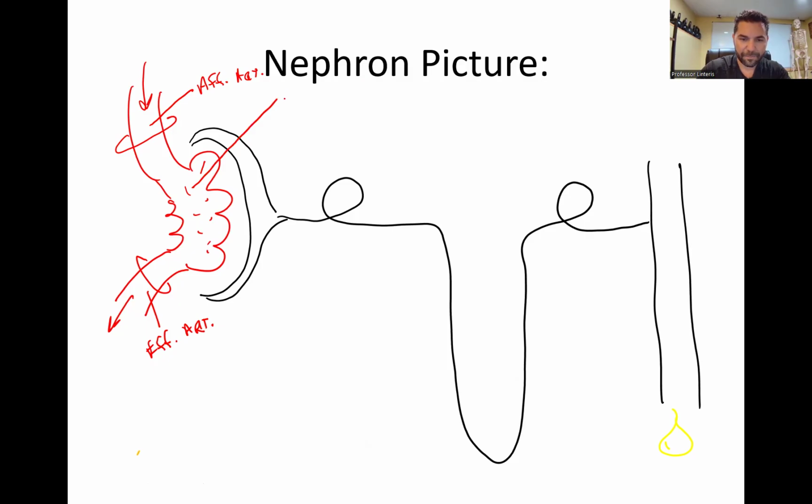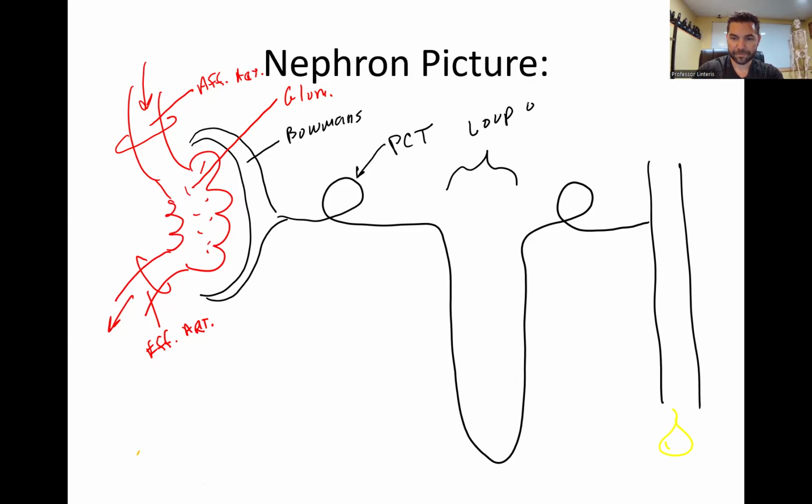In between there, we have a structure called the glomerulus. These are also referred to as the glomerular capillaries. It's a very, very important structure, and I will tell you what it does after we label this. This is called the Bowman's capsule. This is called the PCT, which stands for proximal convoluted tubule. This structure right here is called the loop of Henle.